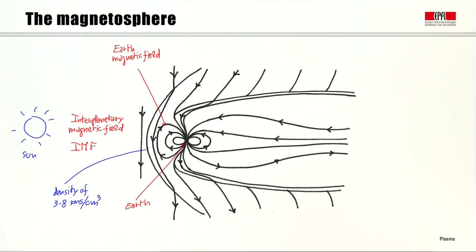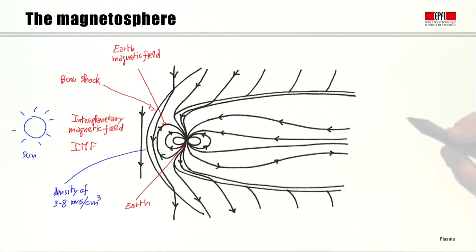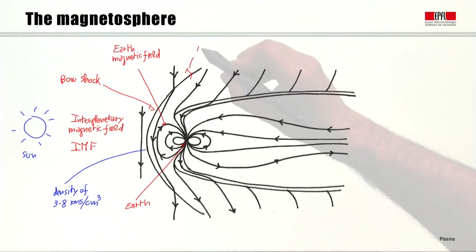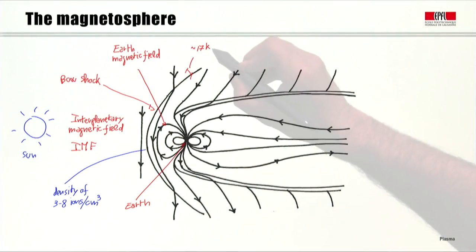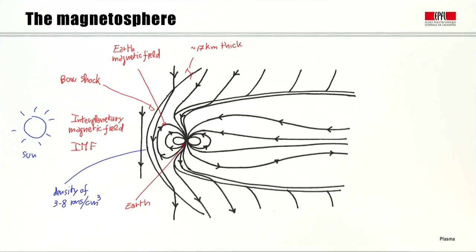When it reaches the Earth magnetic field, the solar wind, as we have seen, is usually supersonic, and the magnetic field of the Earth creates a magnetic obstacle which creates a shock front where the plasma becomes subsonic. This region is called the bow shock region. The bow shock region is approximately 17 kilometers thick, and it is located at a distance of approximately 90,000 kilometers from Earth.